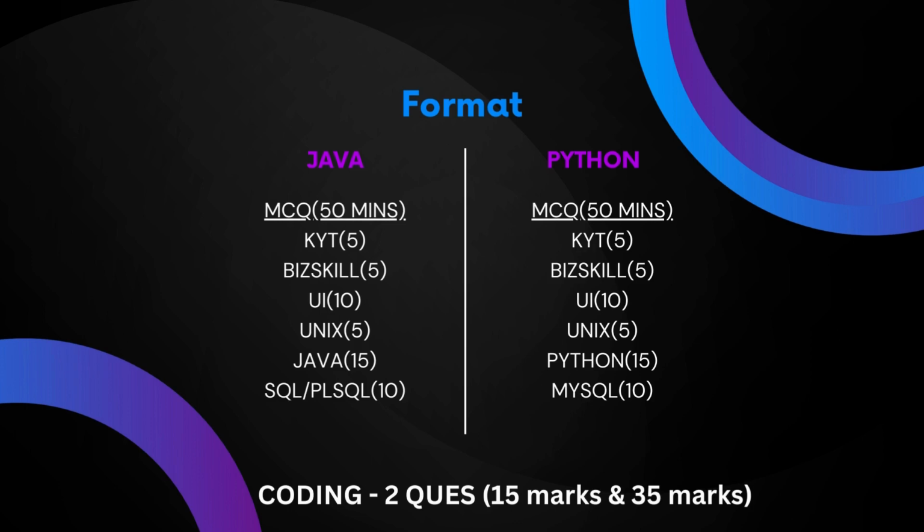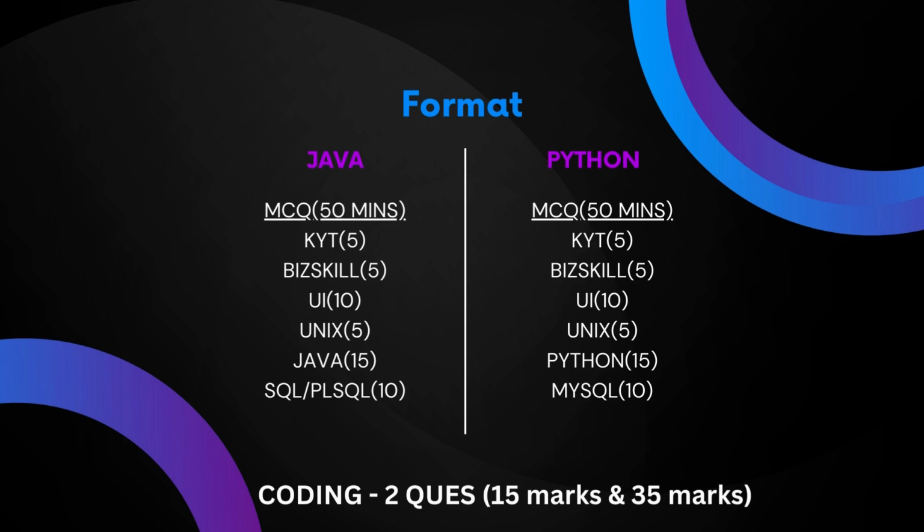And in coding, there will be two questions. If we choose Java, he needs to type the code in Java only, and if we choose Python, he needs to type the code in Python only. So these are the differences, and this is the format of IPA. The two questions are 15 marks and 35 marks. The 15 marks question will be a bit easy, we just need to use logic, and the 35 marks question is about data structures and OOPS concepts, where we'll be using classes, inheritance and much more.